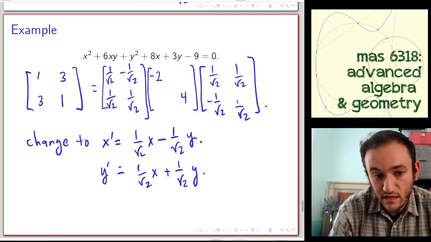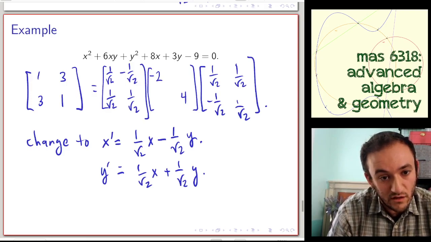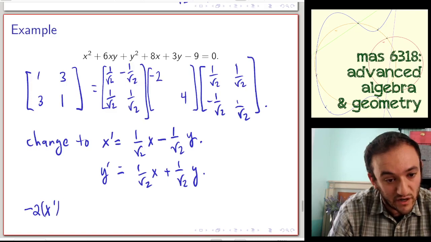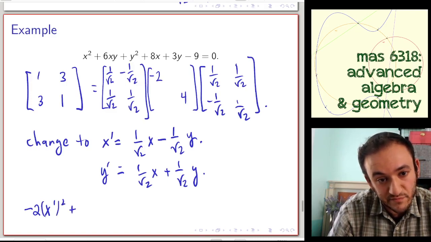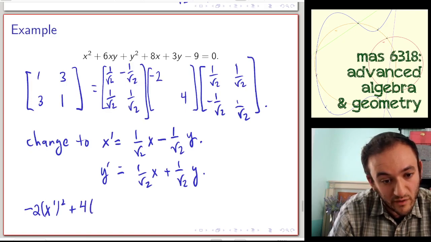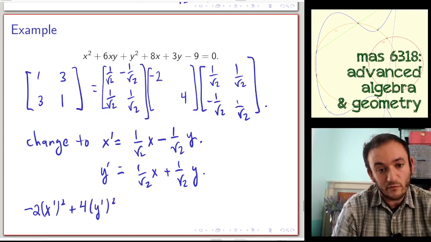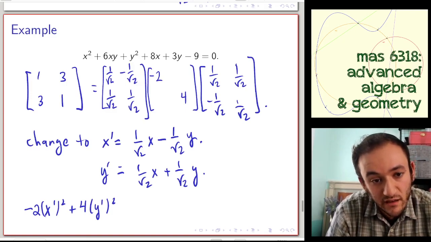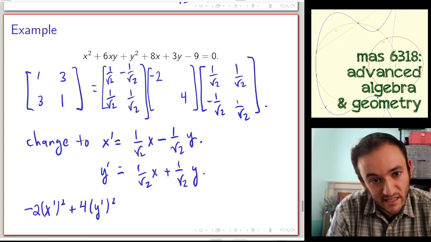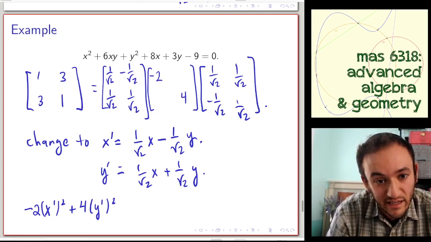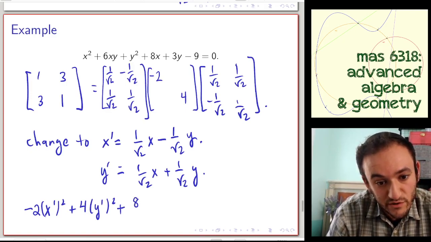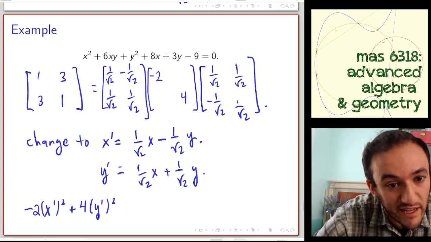Well, we know what it does to the quadratic part. So now our quadratic part is minus 2 x prime squared plus 4 y prime squared. Okay. What does it do in terms of 8x and 3y? Well, we can use the transpose since that's the inverse. So it's going to take 8x plus 3y, and it's going to turn it into 8 over the square root of 2. So rather, let's get a new slide.